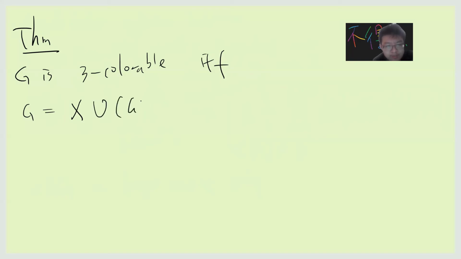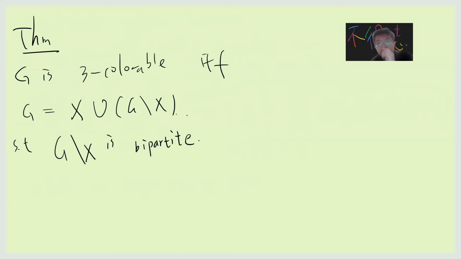So G has vertices such that G minus X, where you forget about all the edges connected to X, is bipartite. Actually, this gives you an algorithm: you can use an independent set solver to give you some information about three-colorability. Let me just quickly give you the proof, and the proof is not hard.